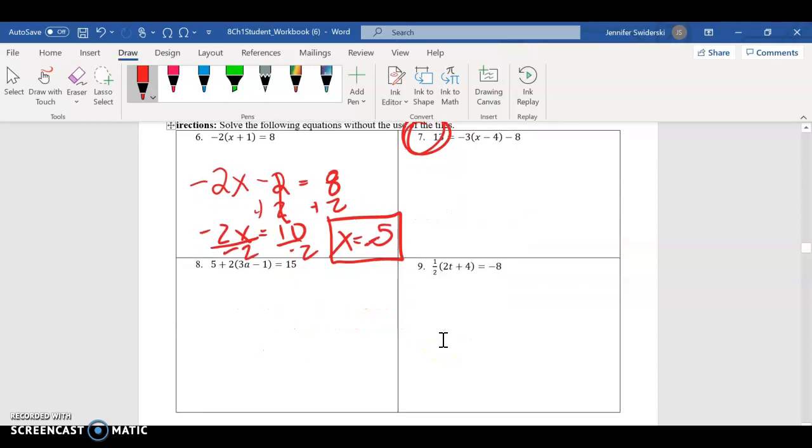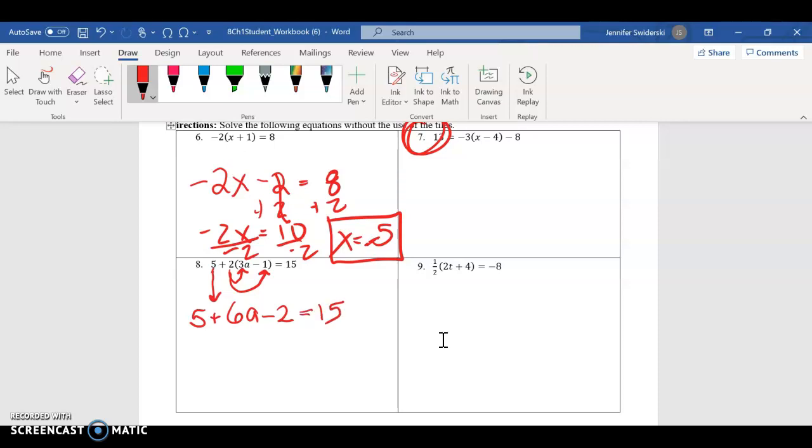I'm going to hop on to 8. So if you look at this, we need to start by distributing, right? So I'm going to distribute that 2 to the 3a and that 2 to the negative 1. So 2 times 3a is going to give me 6a. 2 times negative 1 is negative 2. And I can't forget to bring down this 5. So now I have 5 plus 6a minus 2 equals 15.